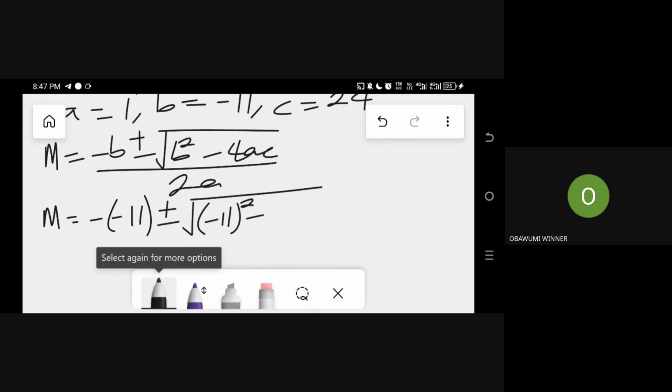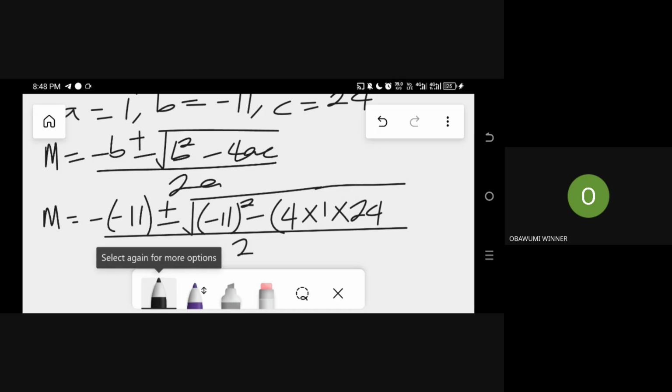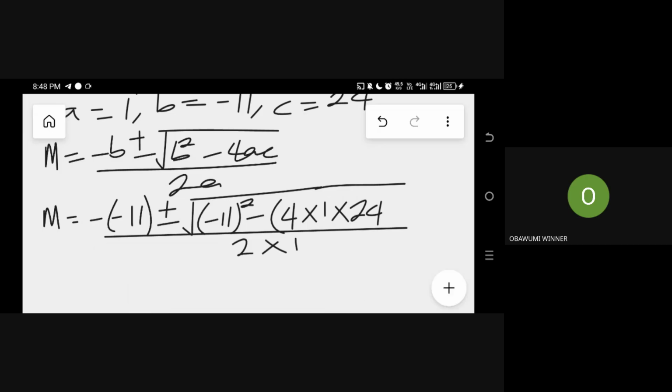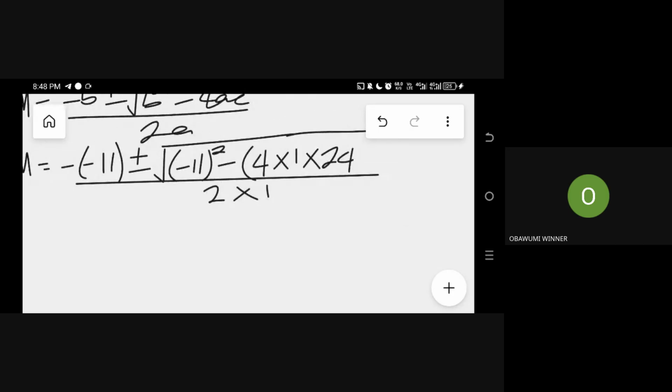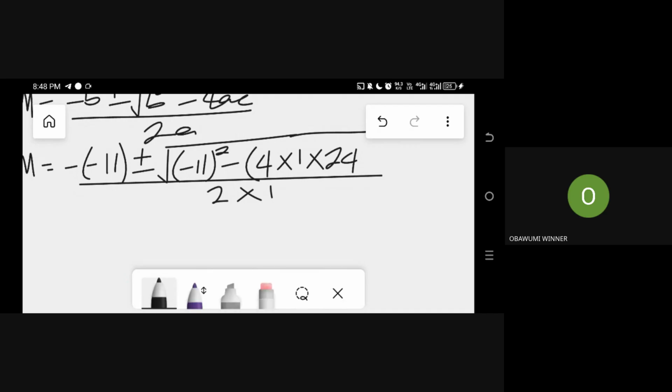Then minus 4 times a, which is 1, times c, which is 24, all over 2a, that's 2 times 1. Okay, so if we proceed, we'll have m is equals to minus times minus is positive. So this is 11 plus or minus square root of minus 11 to the power of 2 is 121. Then minus 4 times 1 is 4. And 4 times 24 is what?